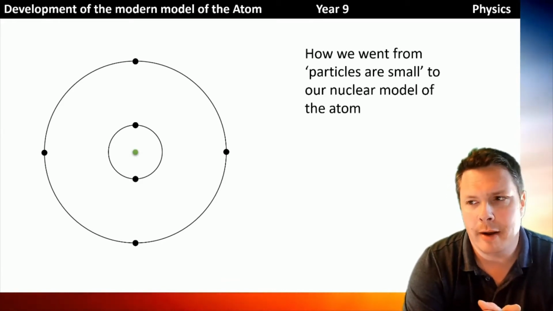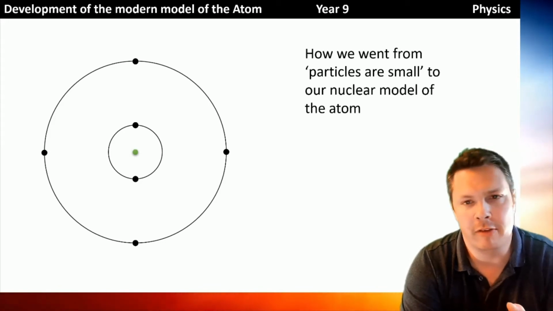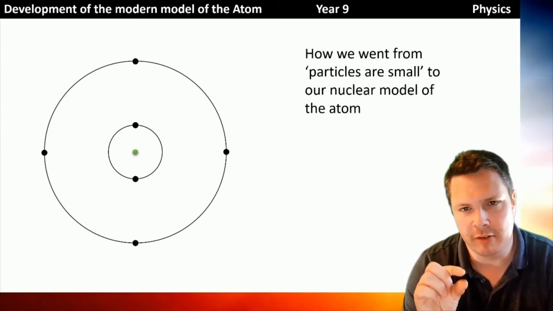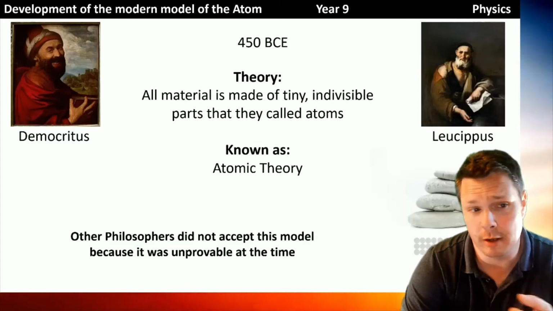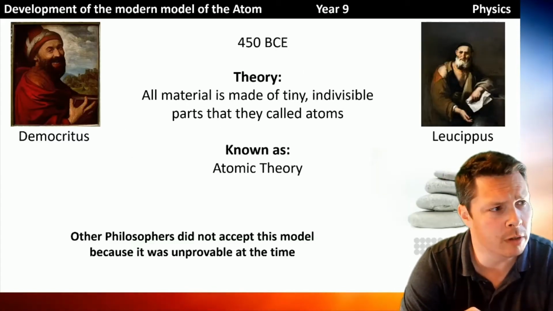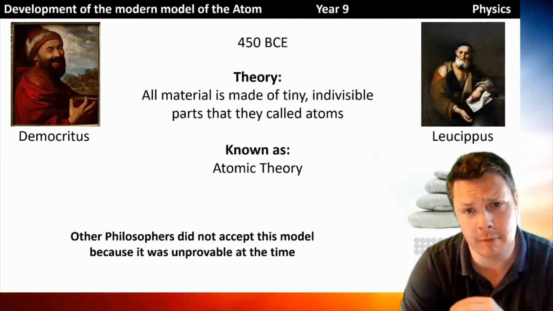So how do we get our picture of atoms now? How do we know that there's this nuclear model with the nucleus in the centre and the electrons around the outside? Well, it all starts about 2,500 years ago with Democritus and Leucippus, who were two ancient Greek philosophers.